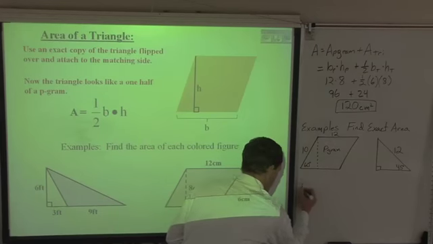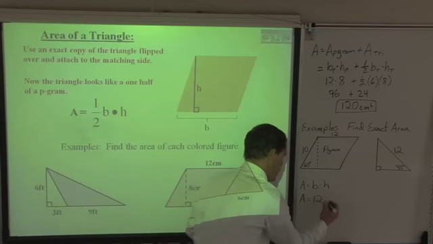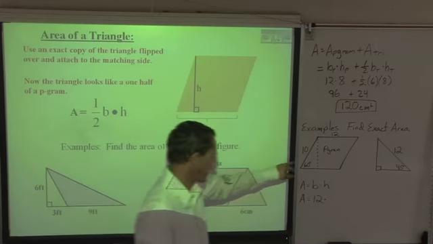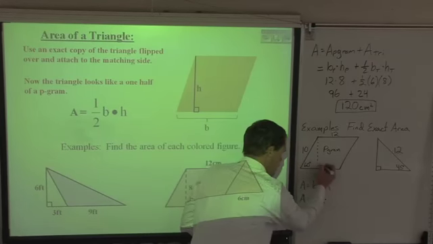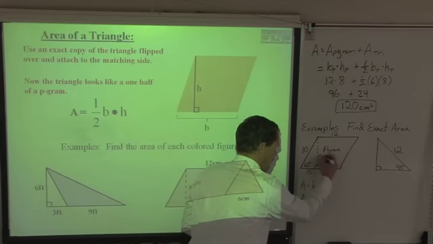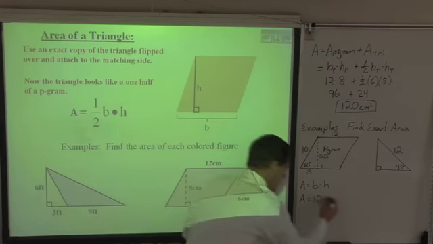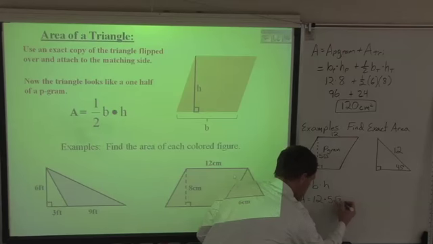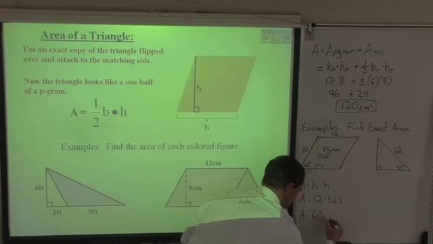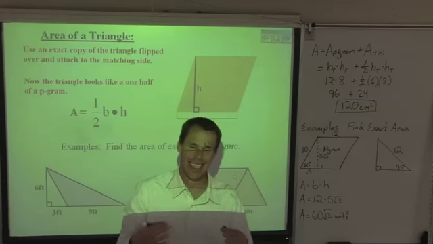Now, I know that my area is equal to base times height, and my base is equal to 12, but I don't know what my height is. So I'm going to use that 30, 60, 90 right triangle. 10 is the hypotenuse. The short leg is 5, and the height is 5 radical 3. So now I know that my height is 5 radical 3. And I have a base times height. Area equals 60 radical 3 units squared. And that is an exact answer.